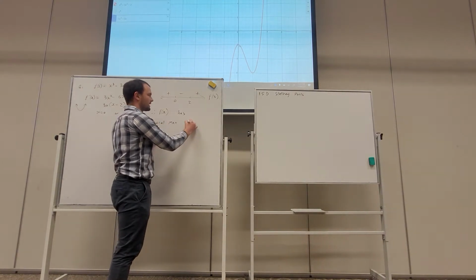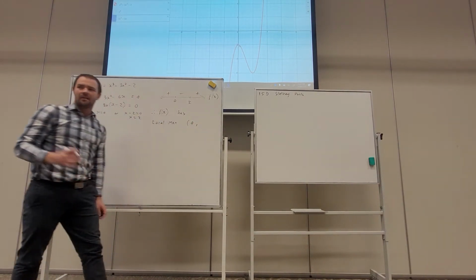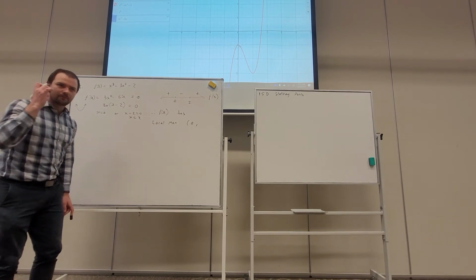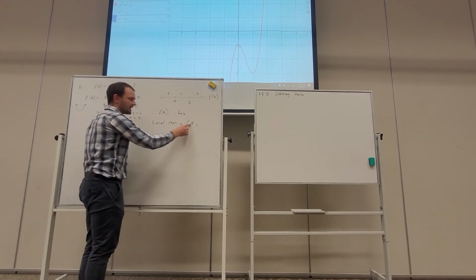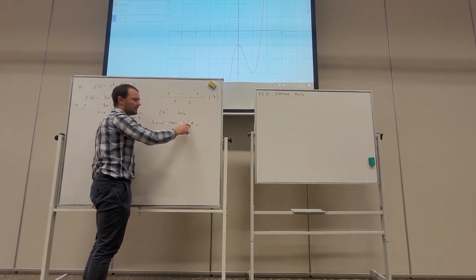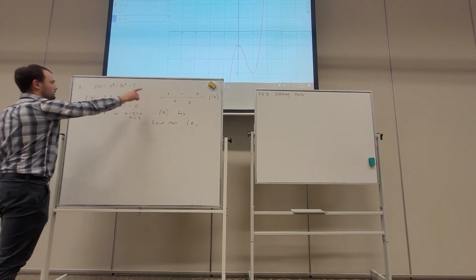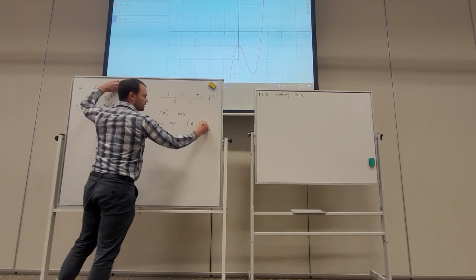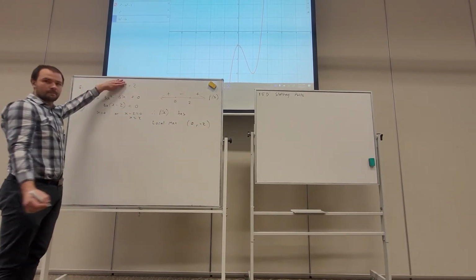We have a local max when x is 0, and then we need the y value. How do we find the y value? We put this x value not into the derivative function, because that's going to tell us the slope at that point, but into the original function. When x is 0, f of x is minus 2. So the y value is minus 2.